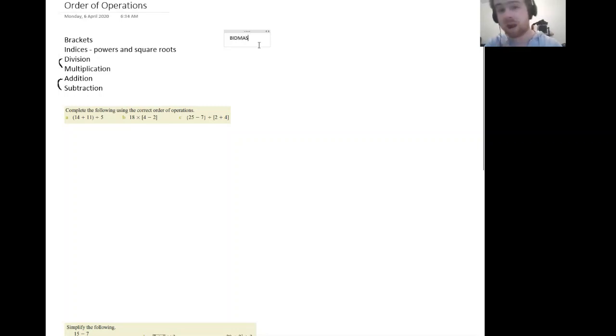It stands for brackets first, so that stays as the first thing, anything that's in brackets. And then we do any powers or square roots before we do any other things. So brackets, then powers and square roots. Then we do any division or multiplication. You can see here I've joined them together. So division and multiplication are on the same level. That is, they don't take priority over one another. It just depends which one is the most left.